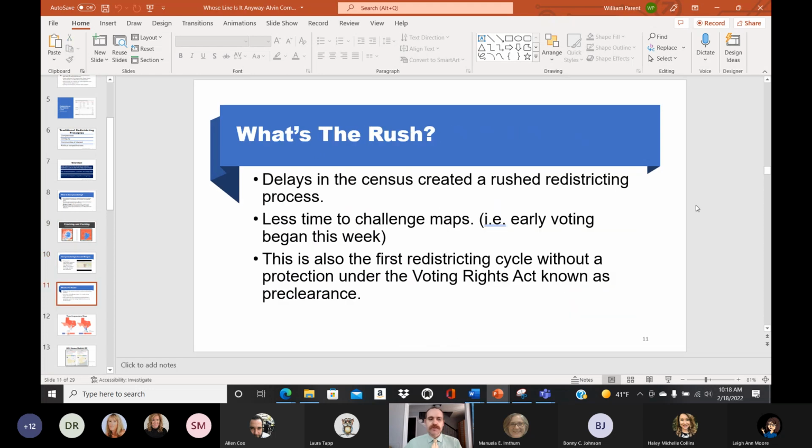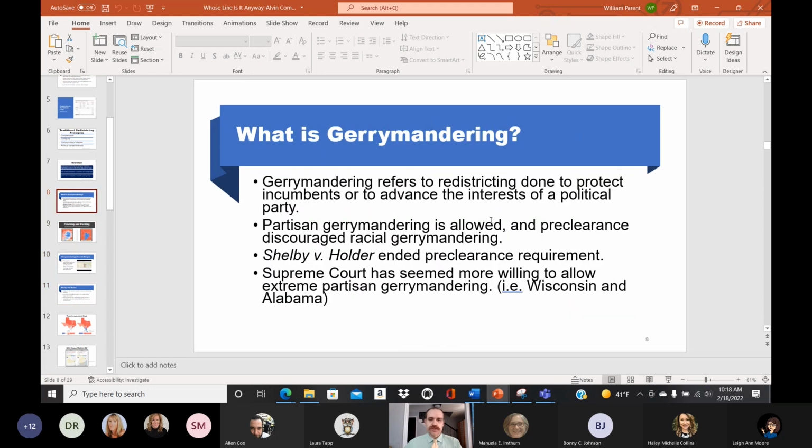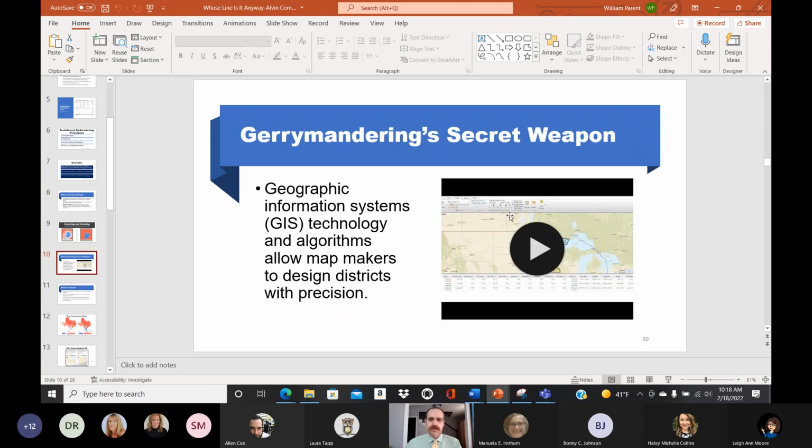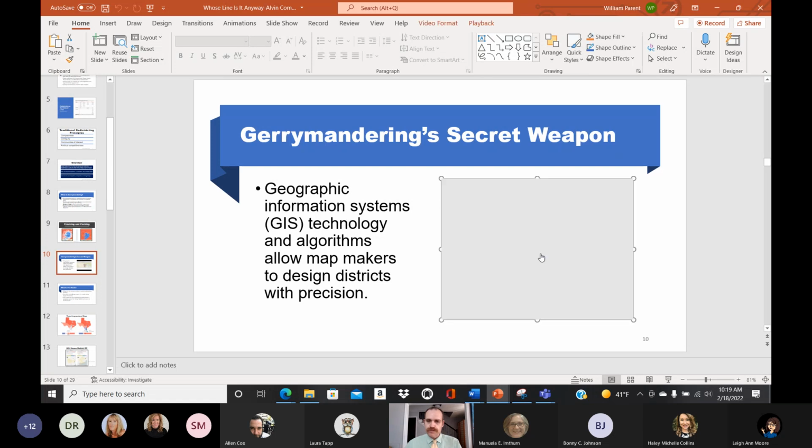If we look at gerrymandering's secret weapon here, we see that geographic information systems, technology, and algorithms allow map makers to design districts with precision. My hope is, fingers crossed, we can play this short video. It's about just a few minutes long, but it really kind of summarizes the process of gerrymandering. So please let me know if you cannot hear this or it doesn't come through.